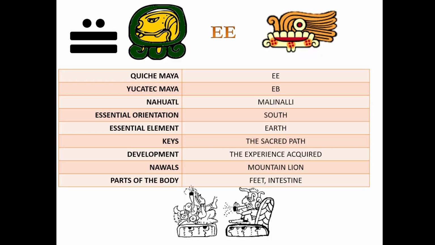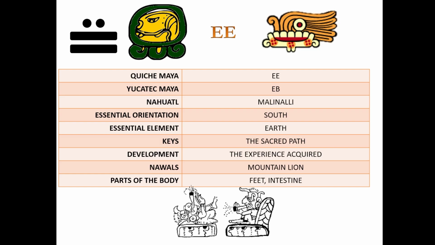Welcome to the next sign that we're seeing in this course. We're starting with the sign of E or Ib, depending on the language. It's very similar, E or Ib, and in Nahuatl, Mallinalli. The human. One of the translations for Mallinalli is the twisted plant, the crooked plant.